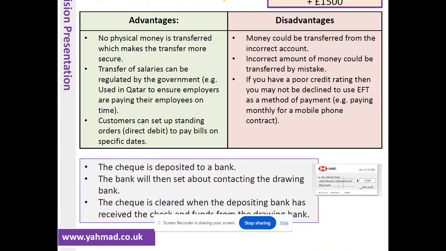Okay, and the last point here, guys, regarding the check. Let's say you are paying for accommodation and you want to give 4 checks for annual payments, so 1 payment for each quarter. So you're giving your check to your landlord. What they will do is they will take your check to their bank to deposit. The bank will then set about contacting the drawing bank, so they'll contact your bank, so the person who's given the 4 checks. The check is cleared when a depositing bank has received the check and the funds from the drawing bank has been transferred to the landlord's.